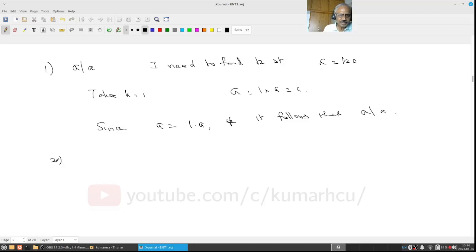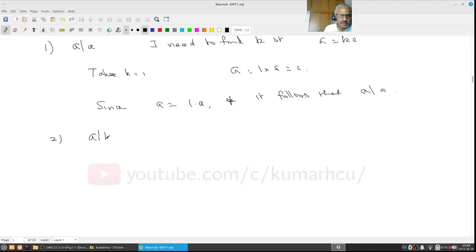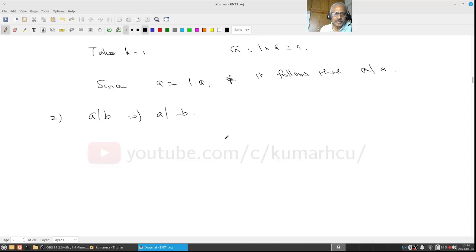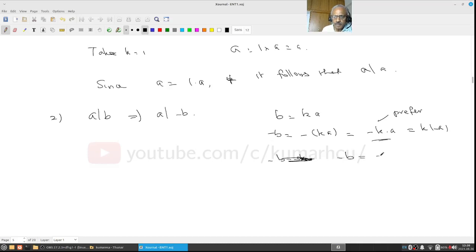Next. If a divides b, then I want to say a divides minus b. How will I write it? a divides b, therefore I know b is k times a. I want to say minus b. Minus b is minus of ka. But we know minus of ka is the same as minus k times a, also equal to k times minus a. Which one am I going to prefer? I'll prefer this. Therefore I write minus b equals minus k times a. And this is an integer, because k is an integer. Therefore minus k is also an integer. Therefore a divides minus b. Is it clear? So this is a proof.